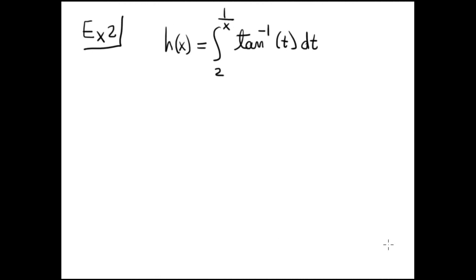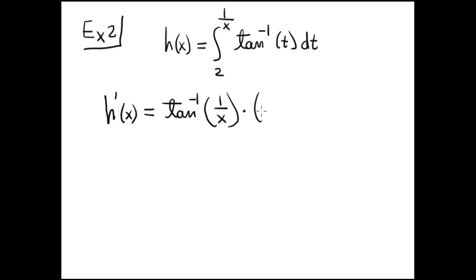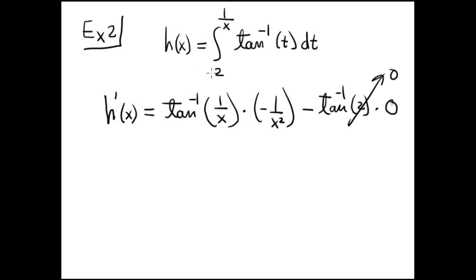Okay, again, using the part 1 of the fundamental theorem of calculus to find the derivative of the function h. My goal is find h prime. In this case, you know that the derivative antiderivative is cancelled, so we have tangent inverse of 1 over x times derivative, this is negative 1 over x squared, no? Minus tangent inverse of 2 times derivative 2 is 0. And this part is always 0 when you have a number here. When you have function, no. But when you have number function, yes. And what's the final answer? The final answer is h prime of x is equal minus tangent inverse of 1 over x divided by x squared.